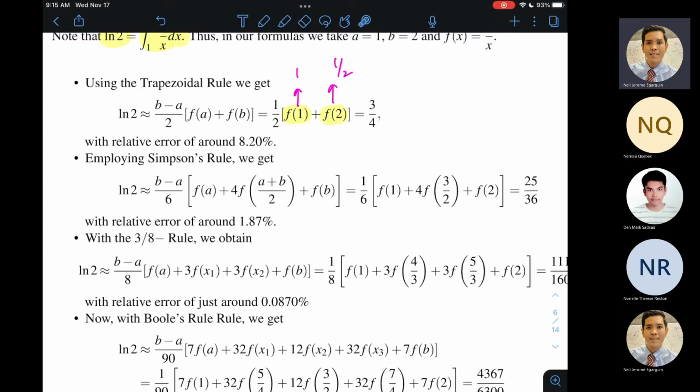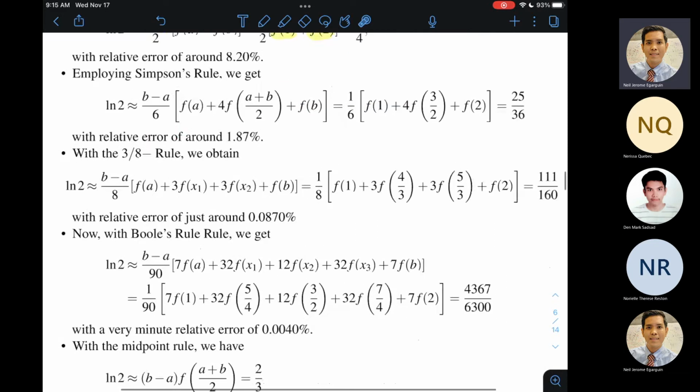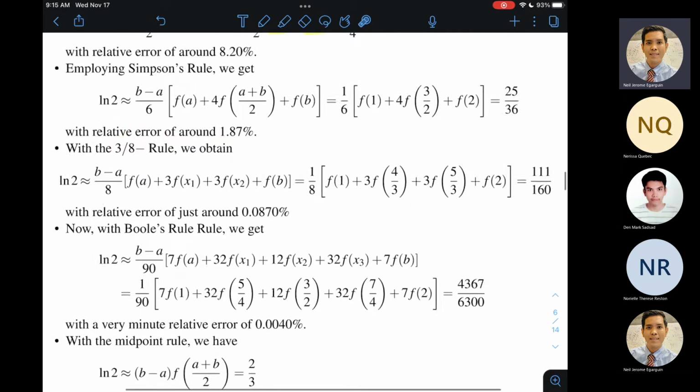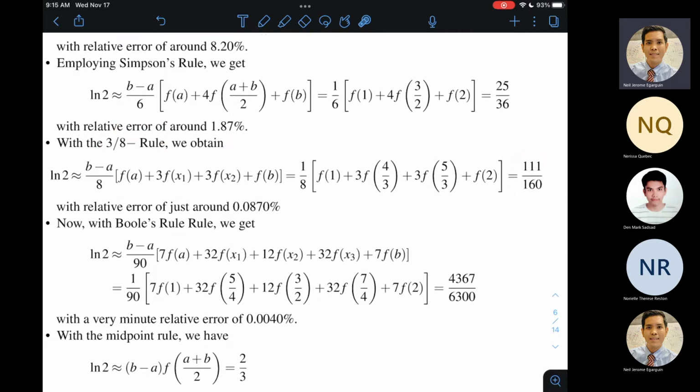If we move another formula further, we'll use the 3/8 rule. Makukuha nating approximate ay 111 over 160. So tapos makukuha natin ay 0.0870%. Kung gagamit ako ng Boole's rule, okay, doubling na naman yung rule. Pag gagamit ako ng Boole's rule, makukuha ay 4367 over 6300, which is accurate up to 0.0040%, which is excellent. Alright?